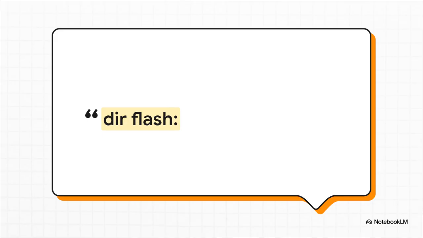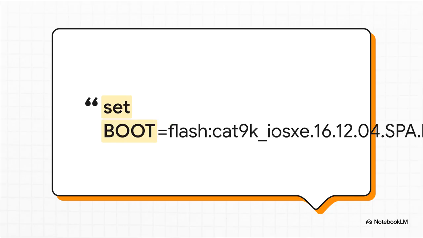First things first, we have to play detective a little bit. We're going to type dir flash to look inside the switch's main storage. What are we looking for? We're hunting for the operating system file, the one that always ends in .bin. All right, now we get very direct. Using the set boot command, we are literally telling the switch, for this next boot up, I want you to completely ignore everything else and use this exact file. This is the crucial step because we're overriding whatever bad instructions it had before.